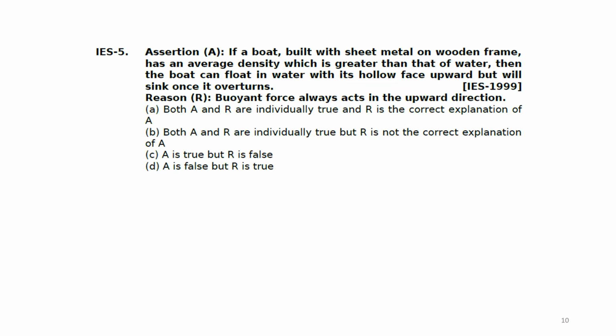Next question, assertion and reason. If a boat built with a sheet metal on a wooden frame has an average density which is greater than that of water, then the boat can float in water with its hollow face upward but sink once it is overturned. Reason: buoyant force always acts in the upward direction.